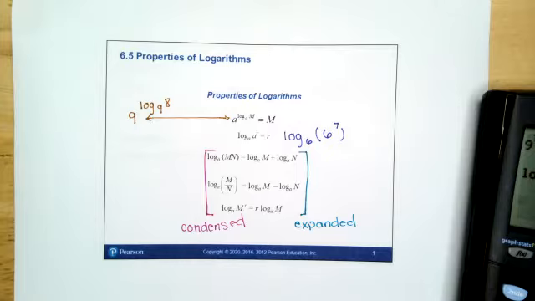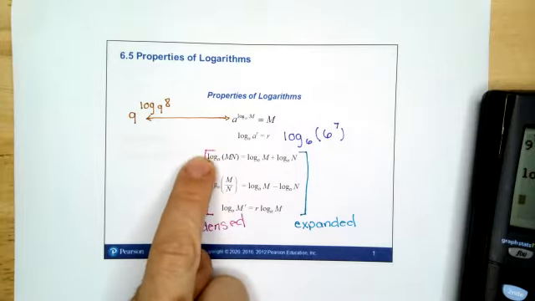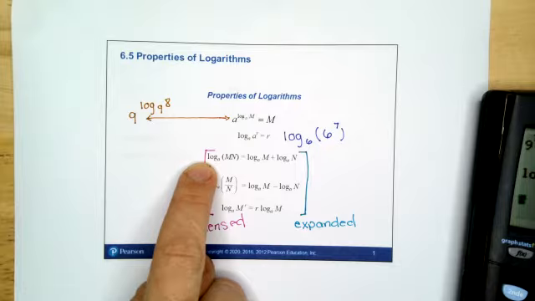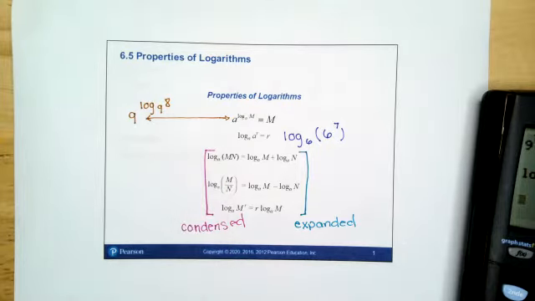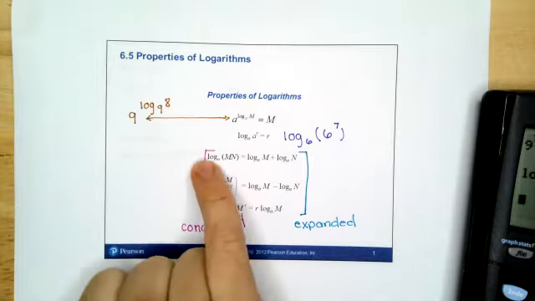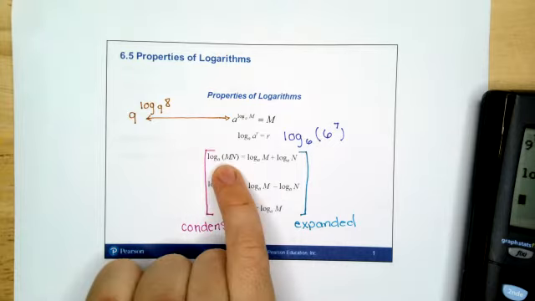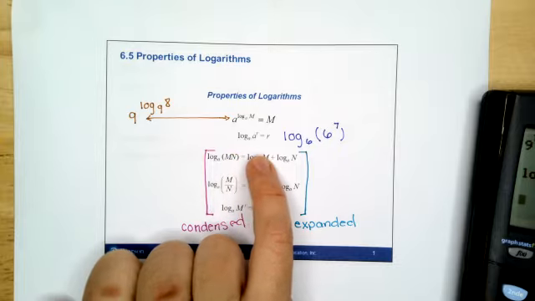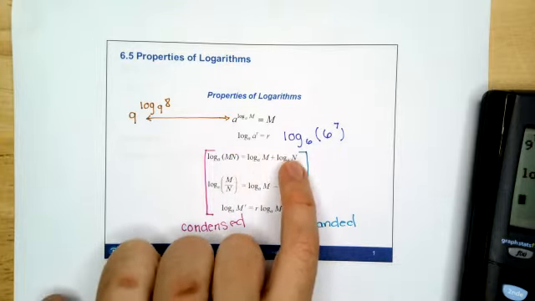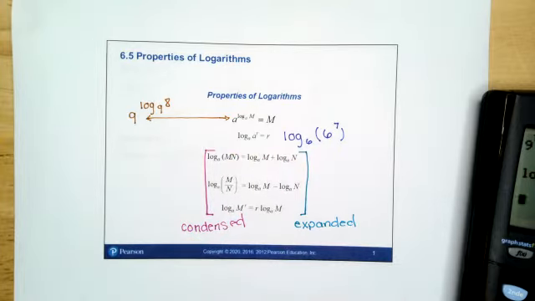So the first one of that set is when you have a log of things being multiplied, m and n, the product of m and n. You can expand it by taking the log of each individual part and adding those logs together. So we're taking the log base a of m times n. You can also say that that is equal to log base a of m plus log base a of n. Good.